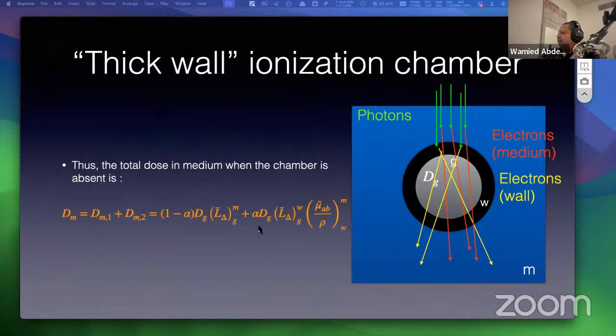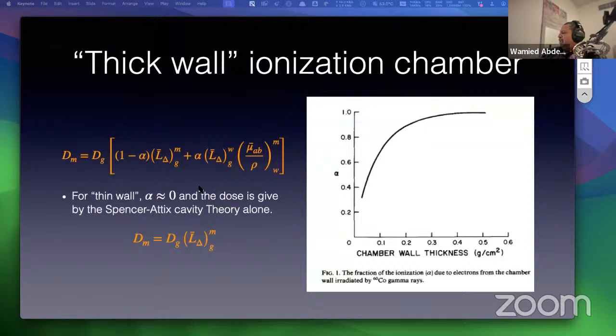Okay, so for those electrons, it's like a two-step. From the cavity, we calculate the dose in the wall, basically replacing the cavity by wall material, and then we are removing the wall, using some large cavity theory to calculate the dose in the medium when the wall is not present. So we can write this equation neatly. This is the dose in the medium equals the dose to gas multiplied by this part here.